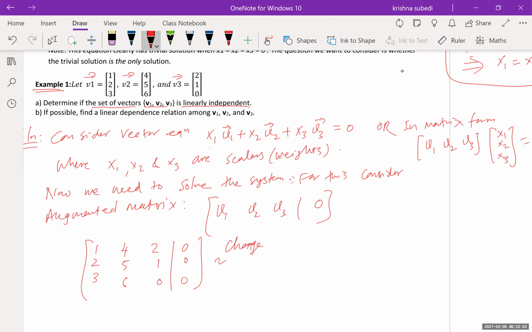Change to echelon form. Okay guys, take a few minutes and try to change it into echelon form, and I'll wait for you.